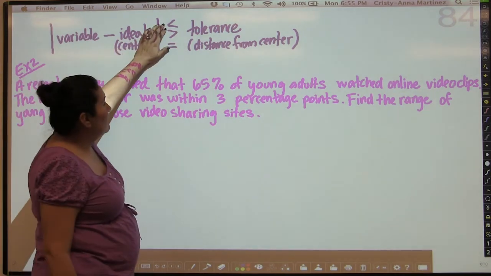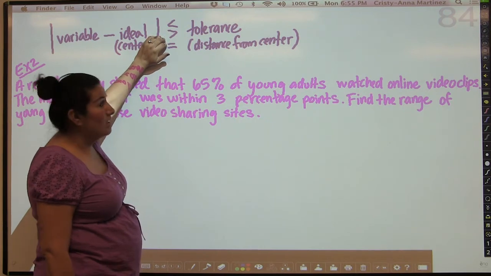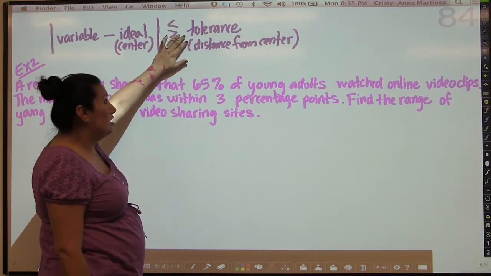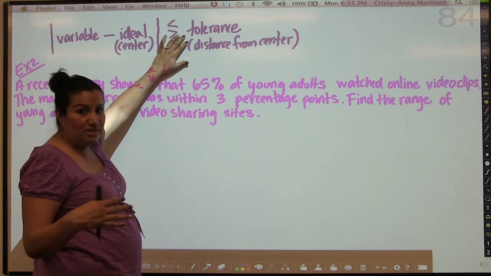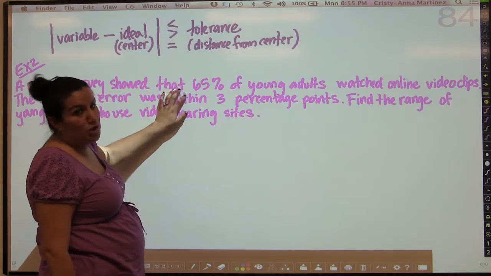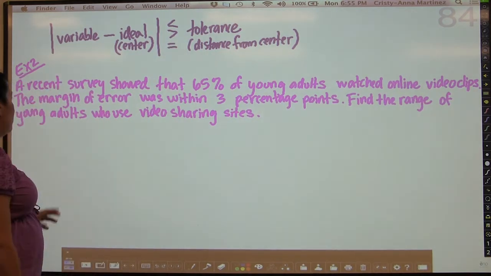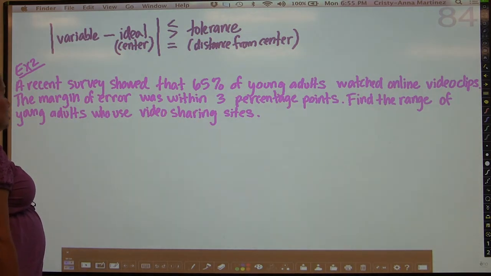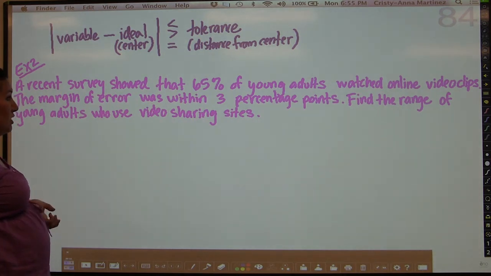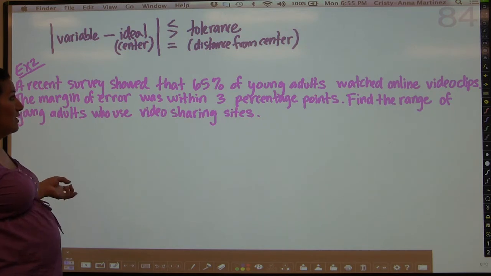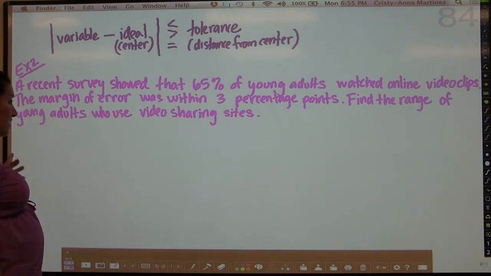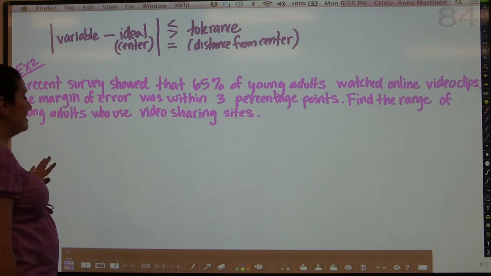And then you can either have less than, a greater than, or an equal to, depending on what the problem's asking for. And then tolerance. And tolerance is basically the distance from the center. This might make more sense when you actually read the problem, but here we go. It says, a recent survey showed that 65% of young adults watched online video clips. The margin of error was within 3 percentage points. Find the range of young adults who use video sharing sites. So basically, the center in this case is the 65.